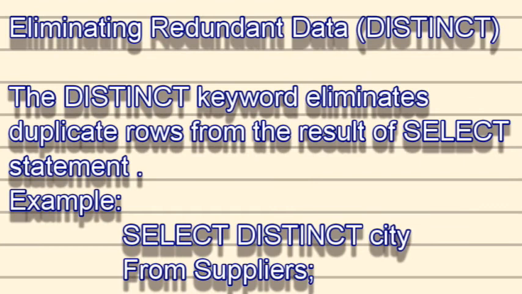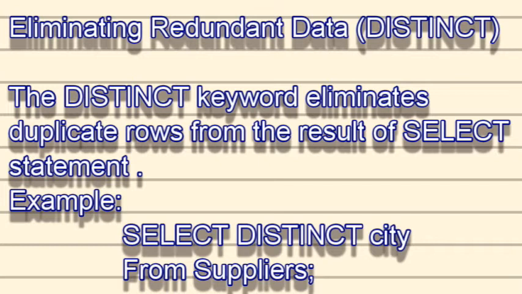This is eliminating the redundant data. Whenever we talk about eliminating redundant data, that means I want to remove the duplicacy of the data. So for that we are going to use the distinct command. By default the data is selected from all the rows of the table, even if the data appears to be duplicate. So for that we use the distinct keyword, which eliminates duplicate rows from the result of a select statement.